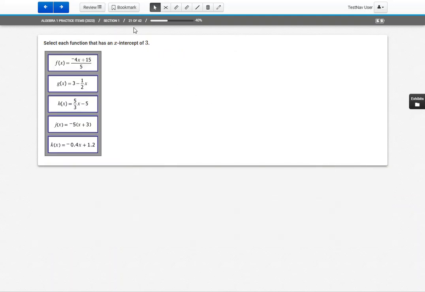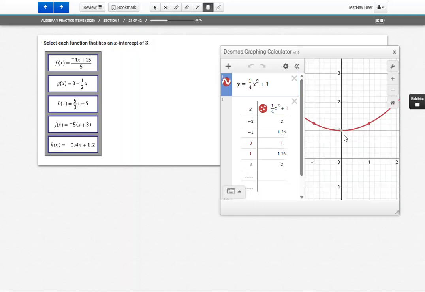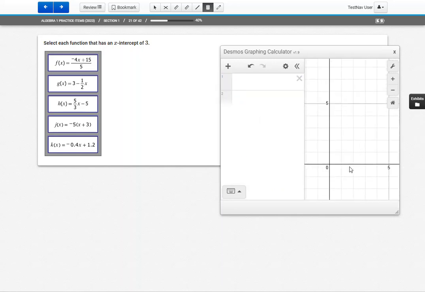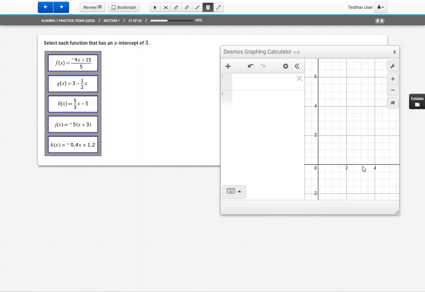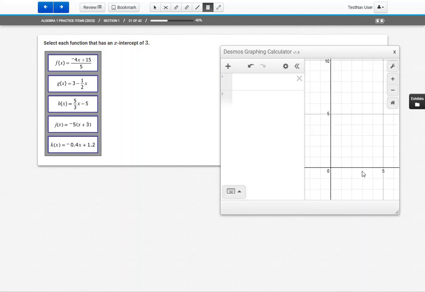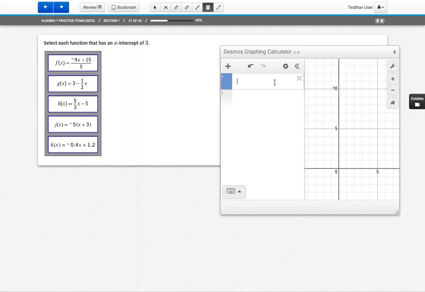All right, 21. It says select each function that has an x-intercept of 3. So it crosses the x-axis at 3. So let me kind of zoom out. So 3 is over here, right? 3 is right there. So I want to see which one has x-intercept right there. All right, so I'm just going to graph all my functions and then check each one.